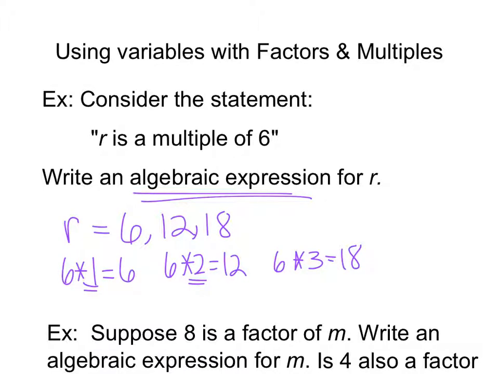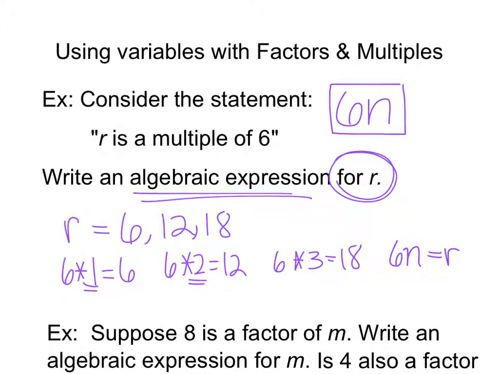But let's say I don't know what I'm going to multiply 6 by. So I'm going to say 6 times n. That is still a multiple of 6, even though I don't know what it's going to be. And that could represent R. So if I'm going to write an algebraic expression for R, I could write something like 6 times n. And that would be a variable expression that represents every multiple of 6, even if I don't know the multiplier that I'm going to use to multiply it by.